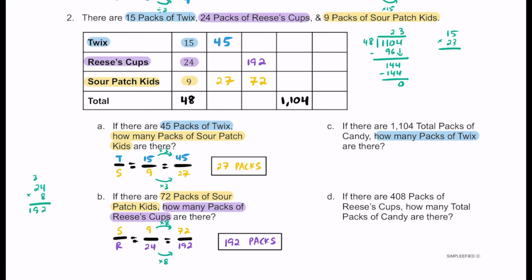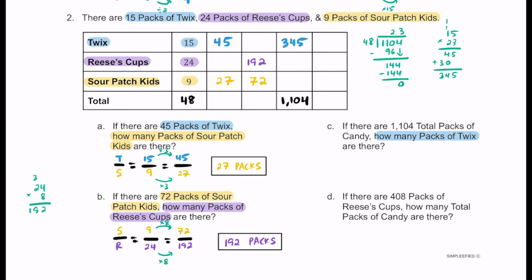Okay, so that's going to be 15 multiplied by that 23. Okay, so that's going to be 15, carry the 1, that's 3, that's 4. That's going to be 10, carry the 1, that's 2, that's 3. So 15 times 23, I believe that's going to be 345. So I believe that's going to be 345 packs of Twix if there were 1,104 total pieces of candy.